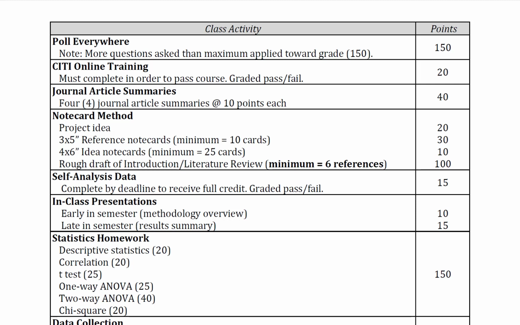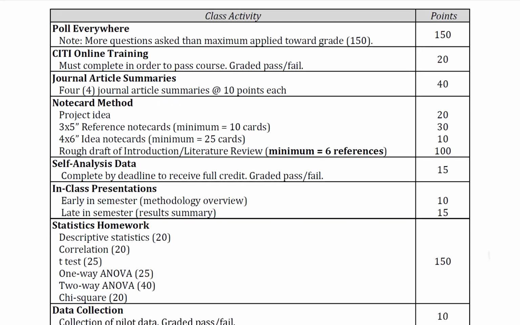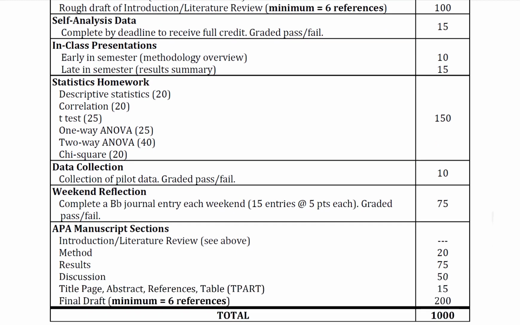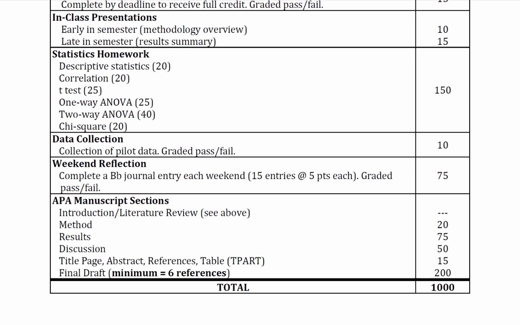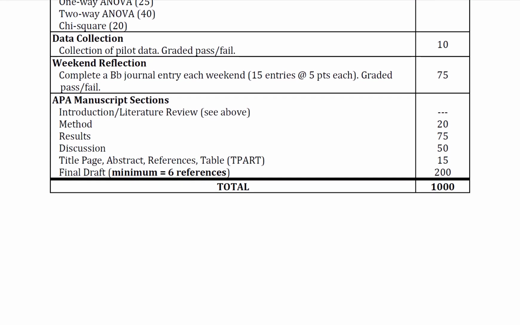You can see the self-analysis data, the in-class presentations, those 6 homework assignments I've mentioned to you, the data collection, the weekend reflections, then the remaining parts of the APA manuscript. That all adds to 1,000 points.